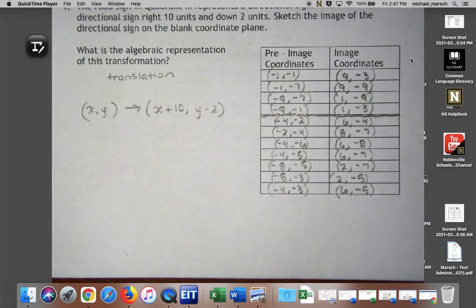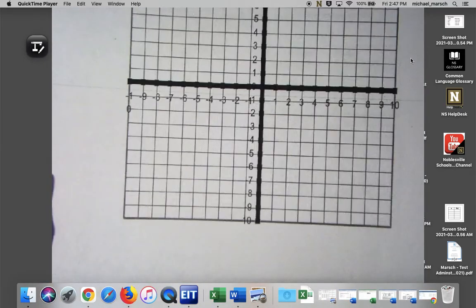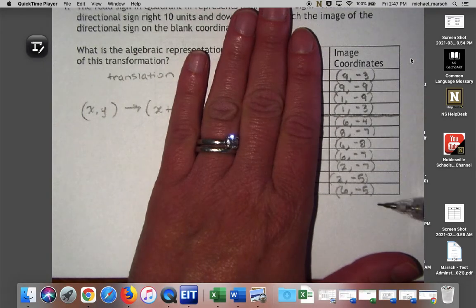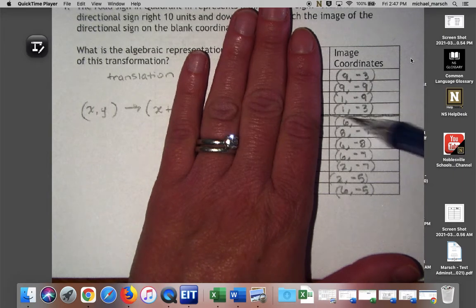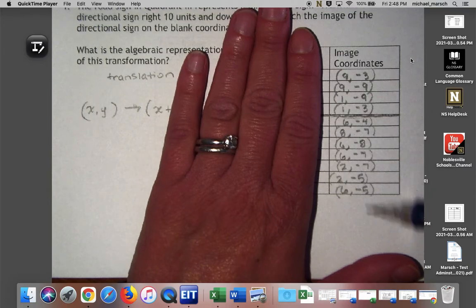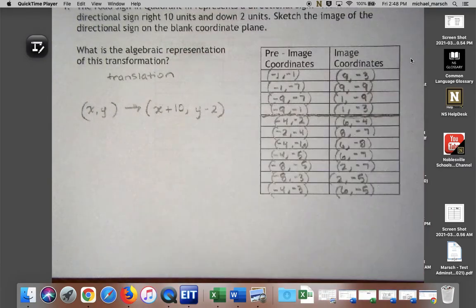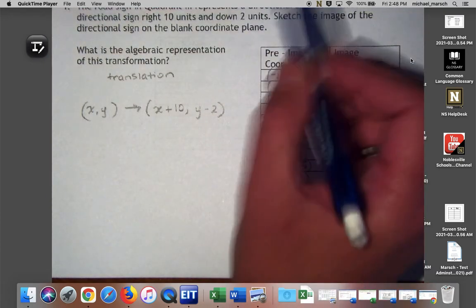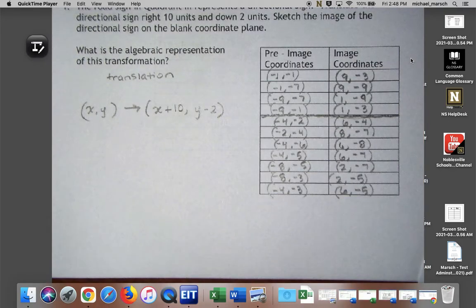So then I'm going to take this blank coordinate plane and plot the image coordinates. Remember, I'm connecting as I go, and then of course I stop connecting and start the new shape here for the second part of the ordered pairs. All right, so because we have an outside rectangle and an inside arrow, I'm not going to connect those two. I'm going to keep them separate when I make them.